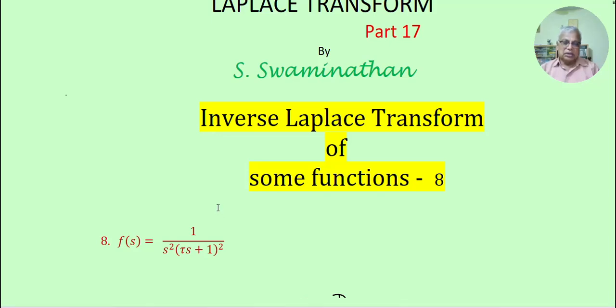So this can be, as usual, done by splitting into partial fractions. There will be four terms because there are four factors in the denominator: s repeated twice, and tau s plus 1 repeated twice. So there will be four terms. Let us split this into partial fractions involving A, B, C, D, and evaluate these constants.